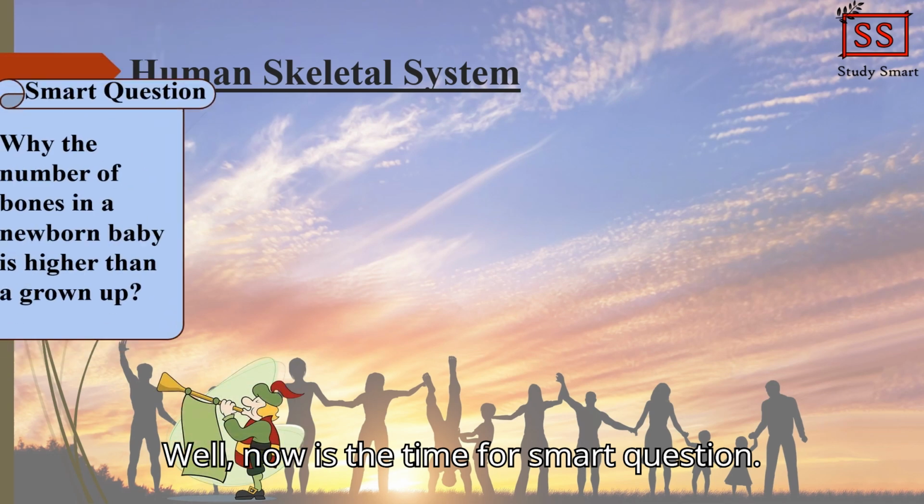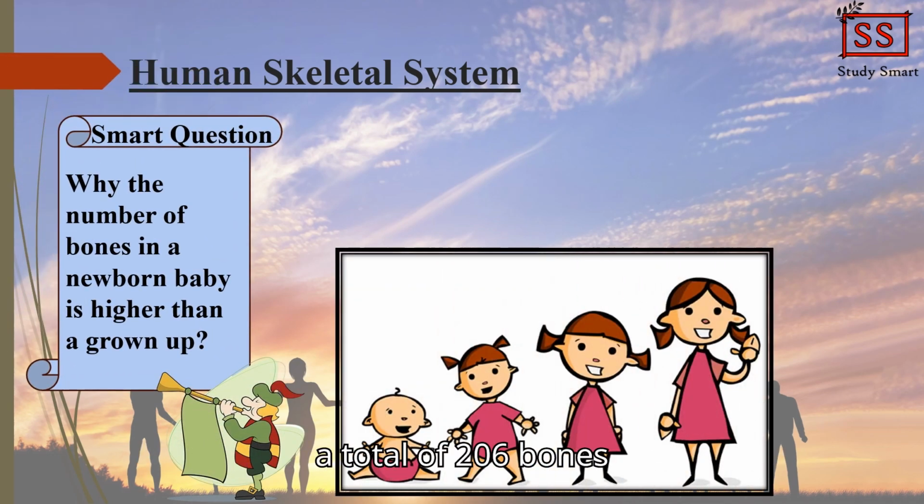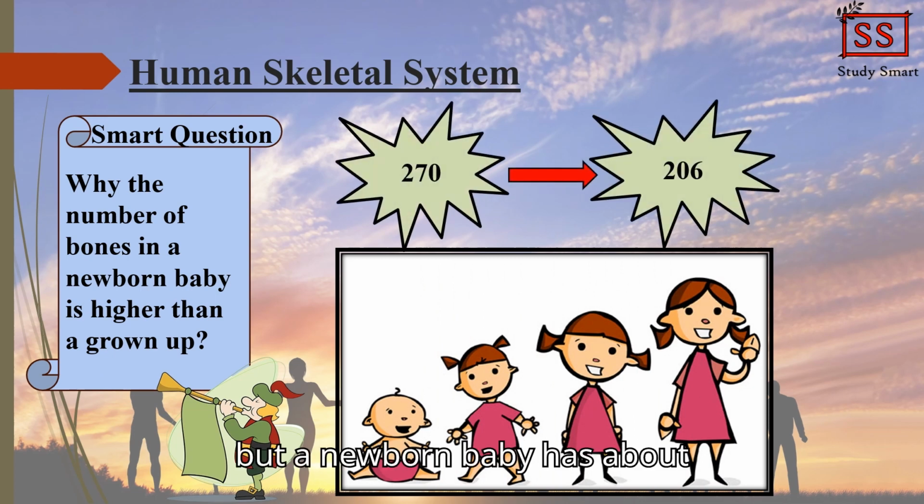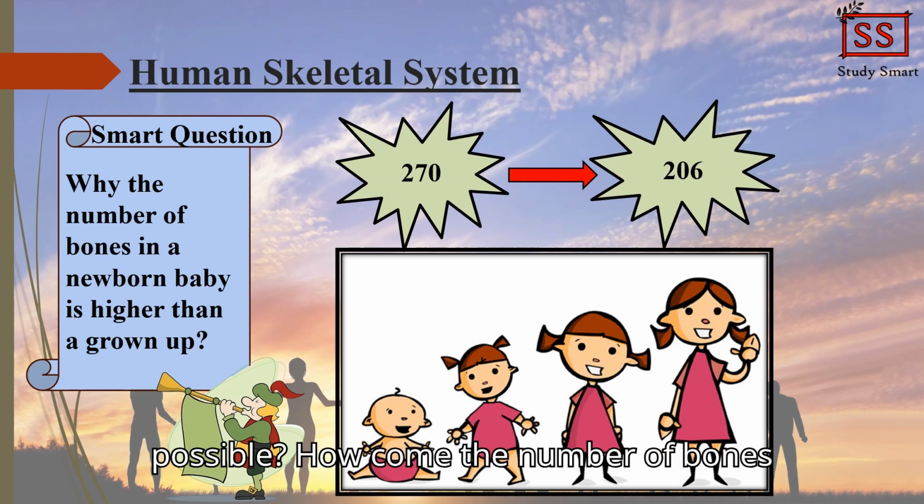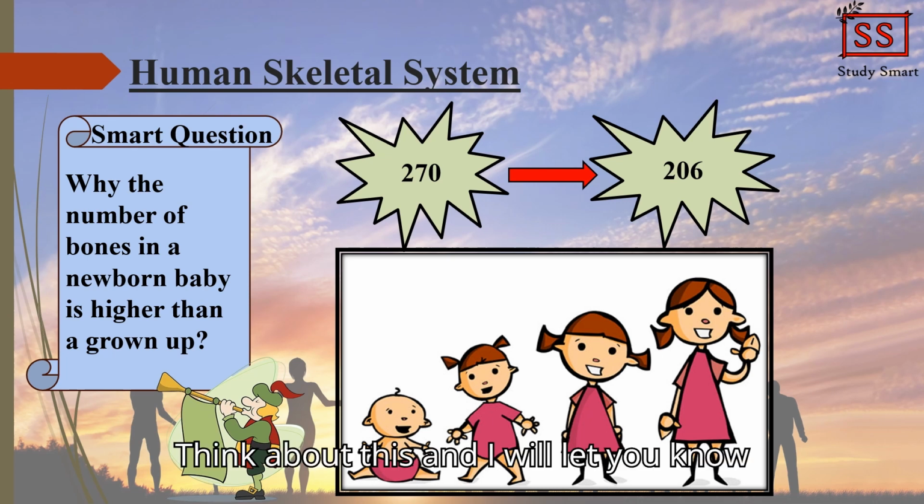Well, now is the time for a smart question. Did you know that an average adult human has a total of 206 bones? But a newborn baby has about 270 bones. How is it possible? How come the number of bones reduces as we grow up? Think about this and I will let you know the answer at the end of the video.